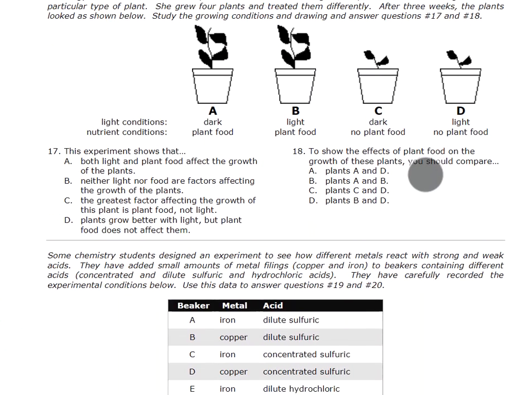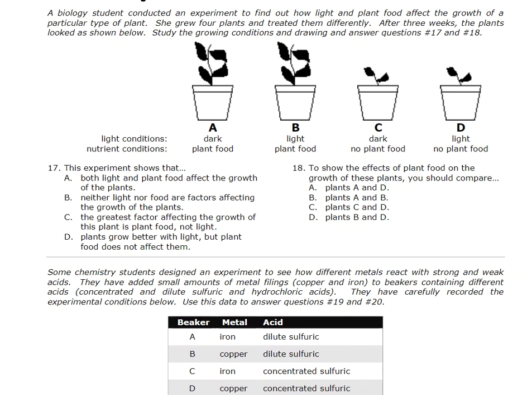So let's move on to the abstract reasoning questions. This biology student conducted an experiment to find out how light and plant food affected the growth of a particular type of plant. She grew 4 plants and she treated them differently. After 3 weeks, the plants looked as shown. Study the growing conditions and the drawing and answer questions 17 and 18. So again, first look at the drawings. Obviously, A and B grew bigger than C and D. And how were the conditions the same or different? Well, in 2 different ways.